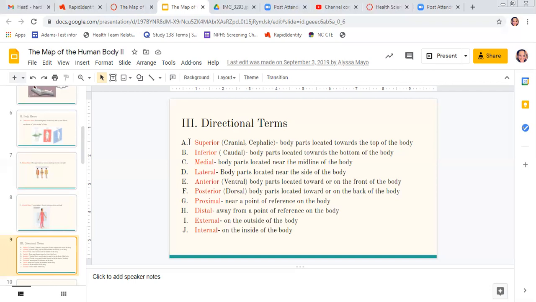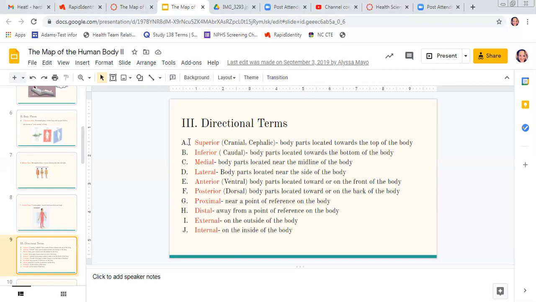Anterior talks about the front of the body and posterior talks about the back of the body. So on the anterior portion of my body, I'll find my belly button. On the posterior portion of my body, I'll find my buttocks. Okay, so try to remember what's on the anterior and posterior parts of your body, and that may help you with those directional terms. Proximal and distal are usually the ones that confuse everyone the most, okay?